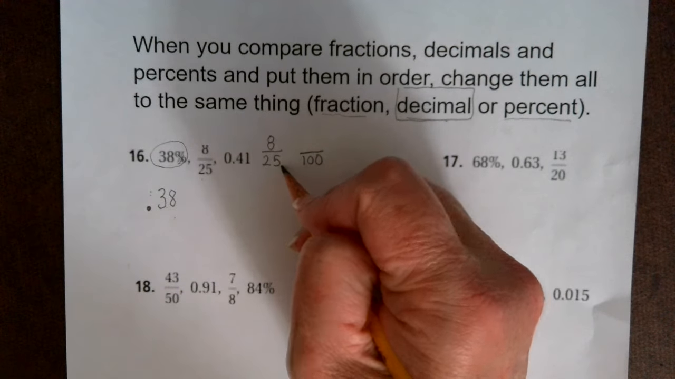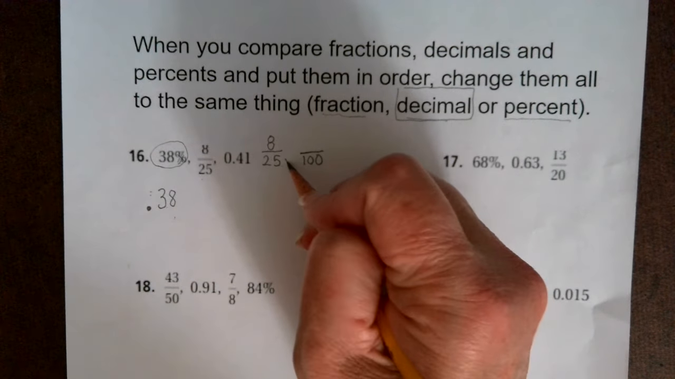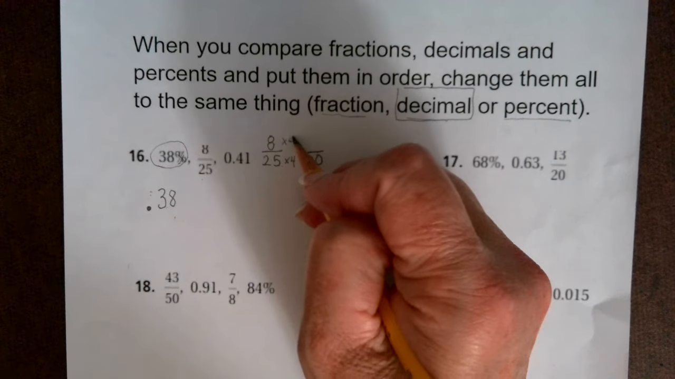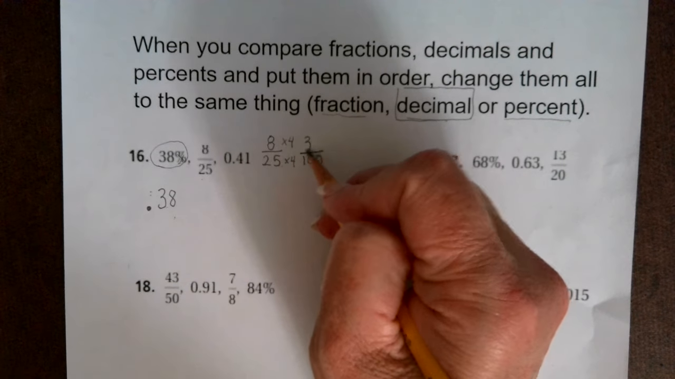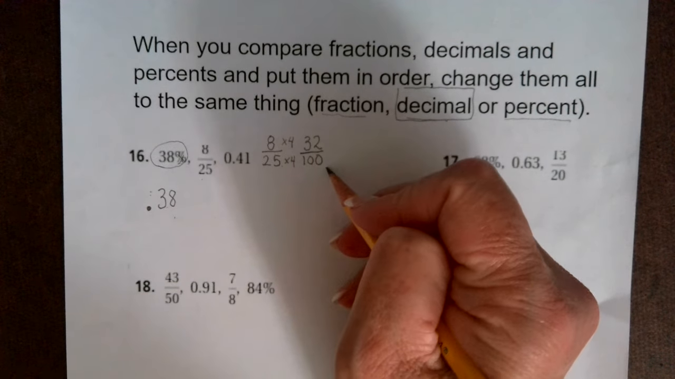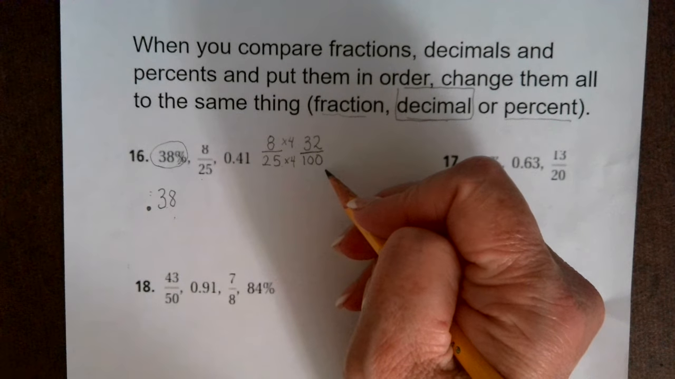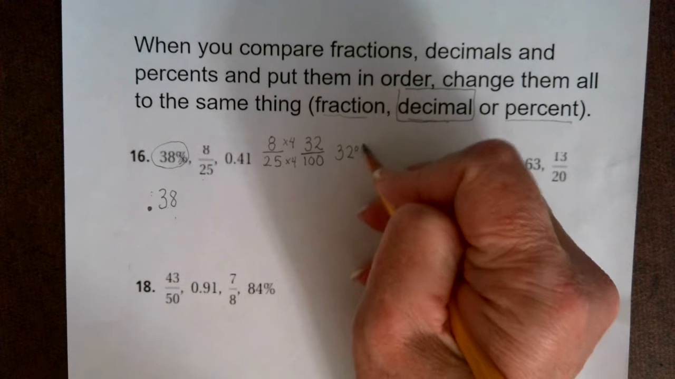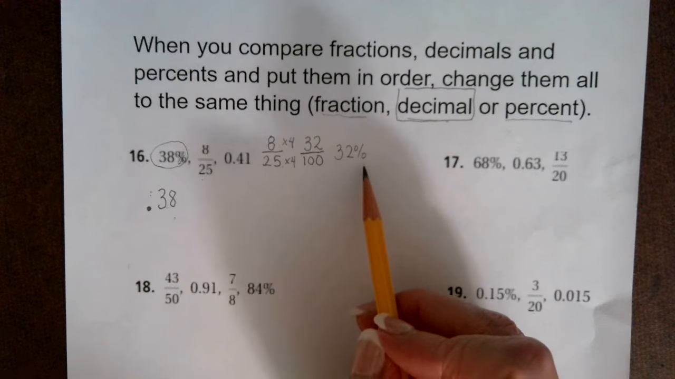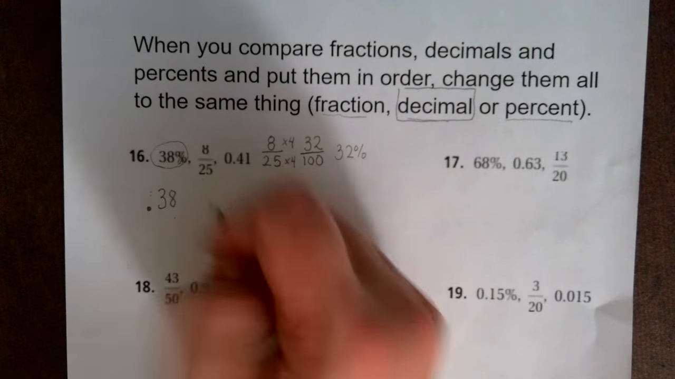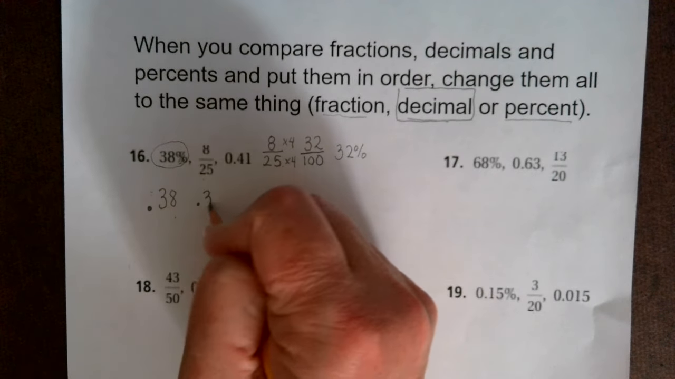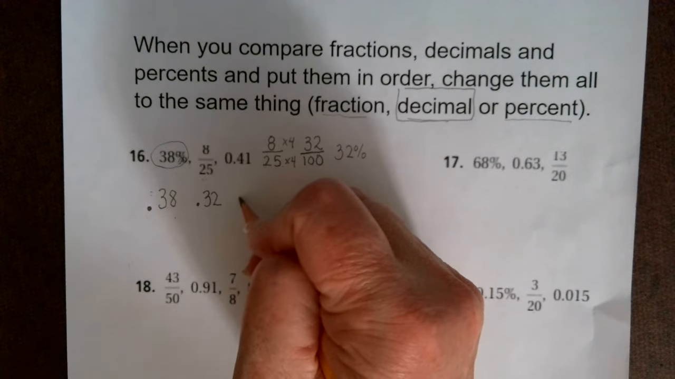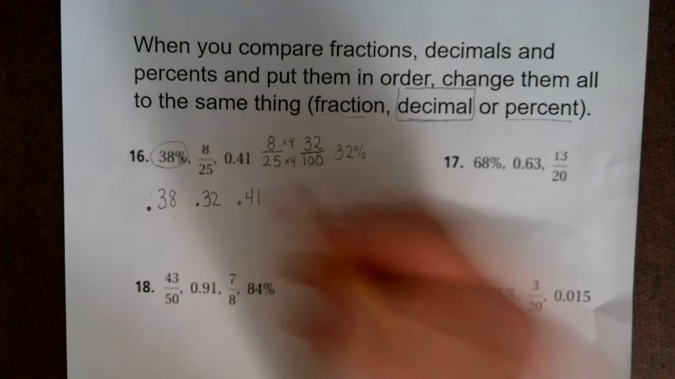In order to go from 25 to 100, I need to multiply that by 4, which means I have to multiply the top by 4. And that's going to give me 32 hundredths. And that would be 32%. So then I would just change 32% to hundredths by moving that decimal point back 2 places. And then my last one is 41 hundredths.